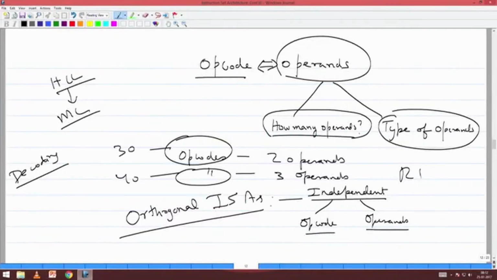So I need to have fixed length. If I don't have fixed length, it automatically implies that depending on some opcode, some operand will be somewhere, etc. Mostly the RISC ISAs are more orthogonal than the CISC ISAs, because RISC ISAs are fixed length when compared to CISC ISAs.